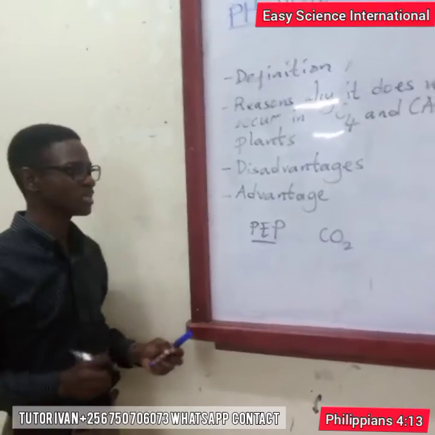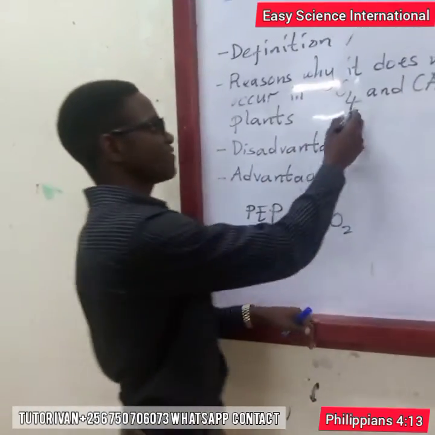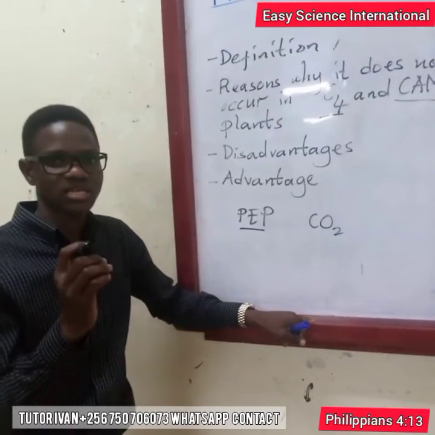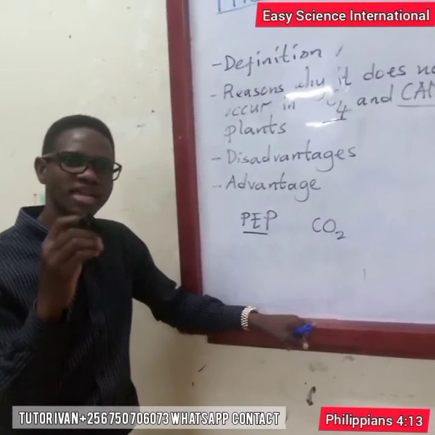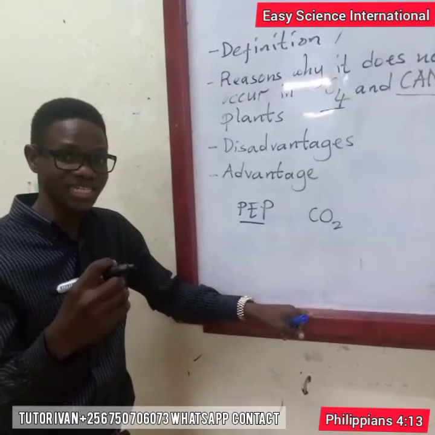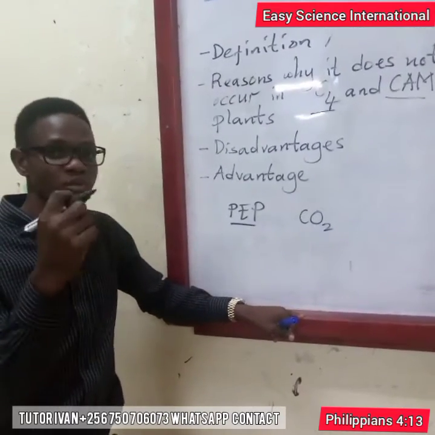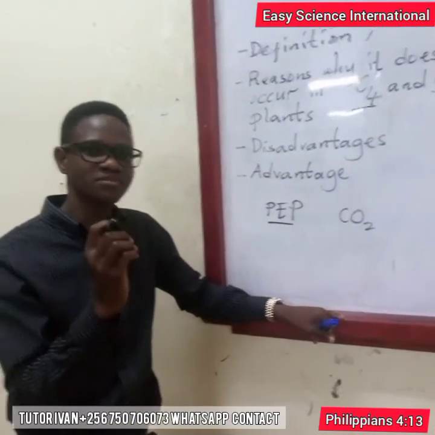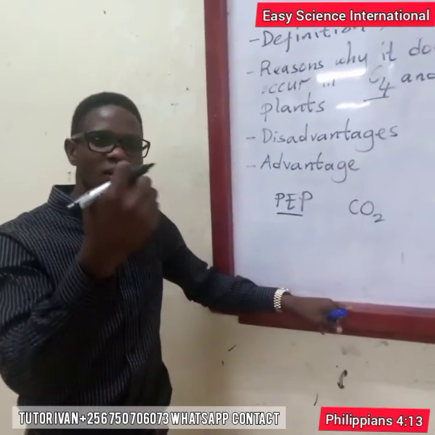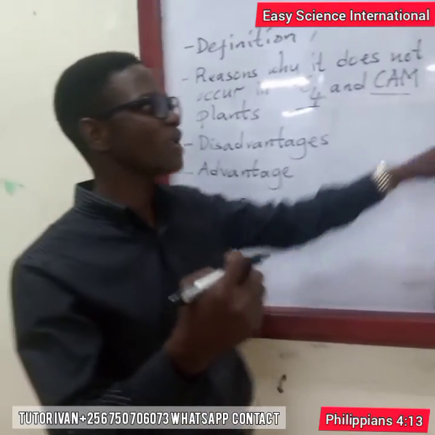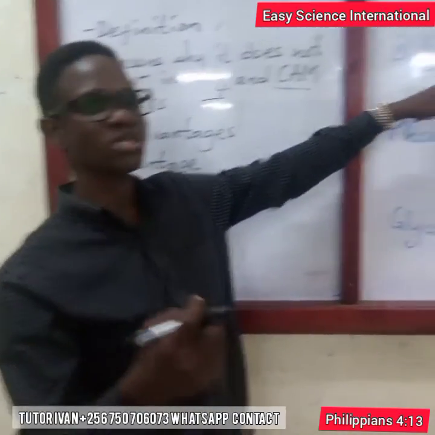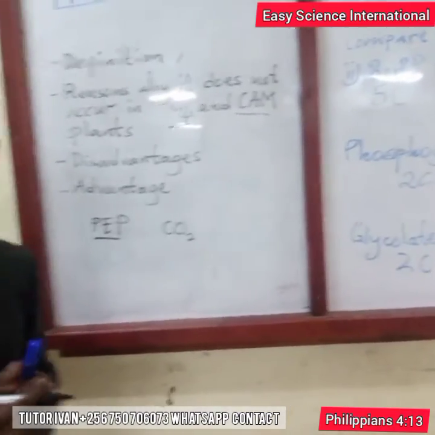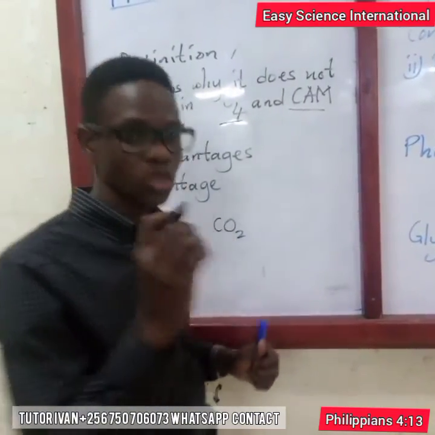The second reason is in these C4 and CAM plants, malate accumulates carbon dioxide next to the RuBP molecules after being decarboxylated, such that these RuBP molecules will have a higher carbon dioxide concentration next to them, such that it just accepts only carbon dioxide instead of oxygen.